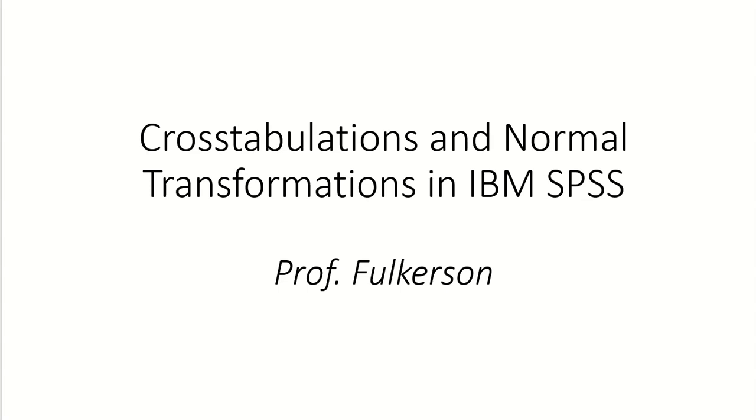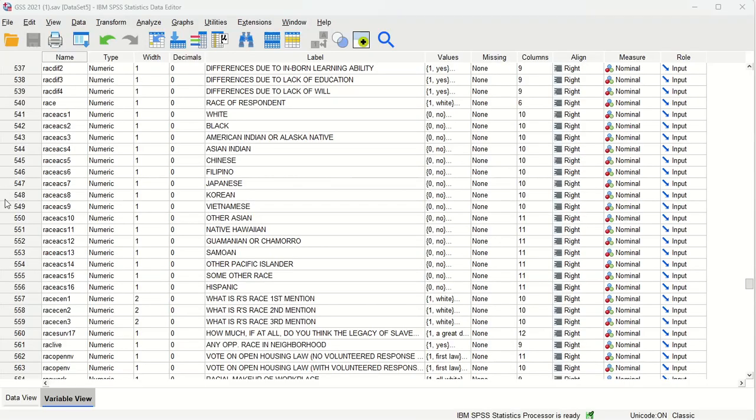Hello, this video is going to talk about creating cross tabulations and normal transformations in IBM SPSS, and both of these are probability topics dealing with both categorical and continuous variables. I'm working with IBM SPSS, and I've opened the General Social Survey, the GSS, which is a data set you can download from the National Opinion Research Council. If you Google that, you should be able to find it.